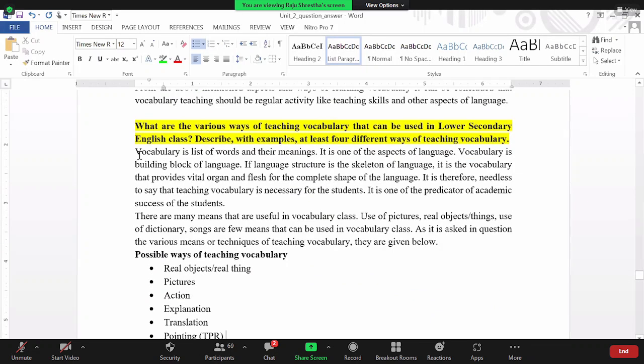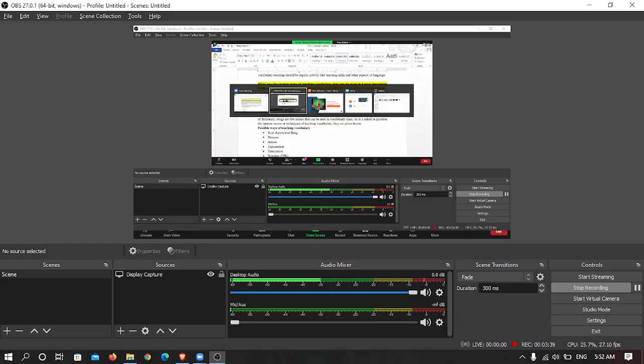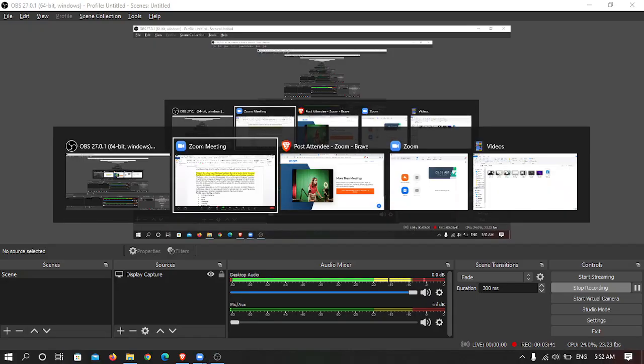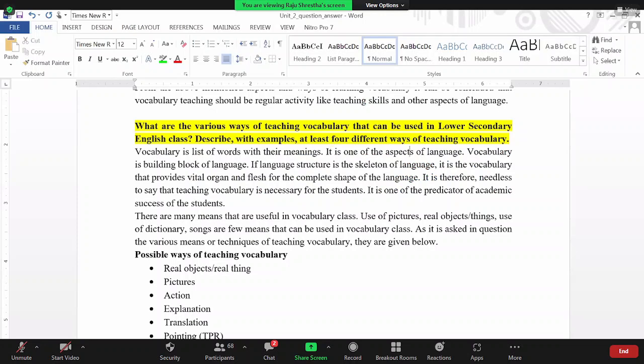अब introduction part यो सबैमा लेख्नुस्, common छ यो. यति पार्ट कमन छ vocabulary भन्ने बित्तिकै, हैन. जस्तो क्वेशन vocabulary section बाट any kind of question if asked, you can start with this, introduction part. Vocabulary is a list of words with their meanings, हैन. Words with their meanings. So it is one of the aspects of language. Vocabulary is building block of language.